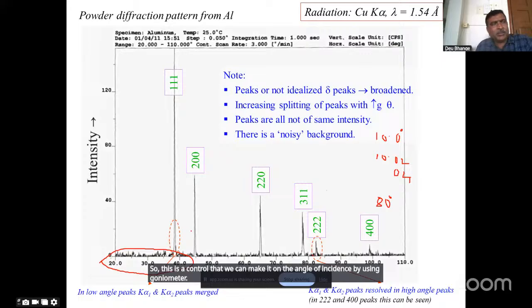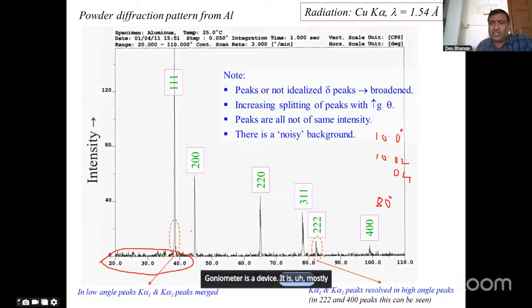The goniometer is a device mostly used in physics to control the angle of orientation of the specimen. Now we are controlling this angle, and we are exposing those planes which are parallel to each other.